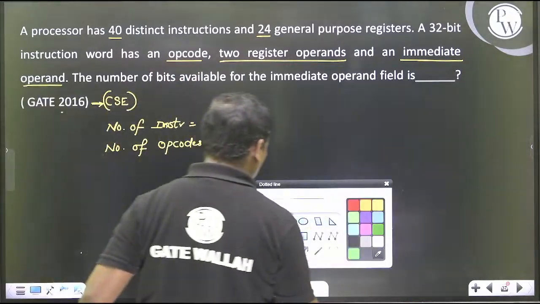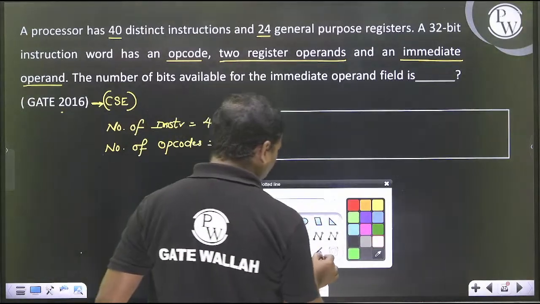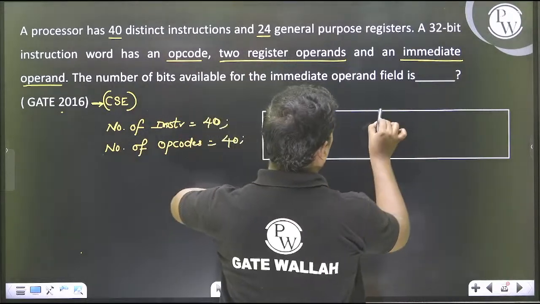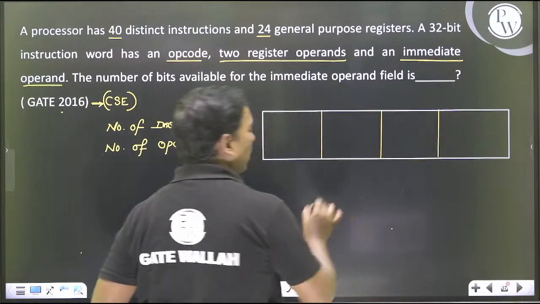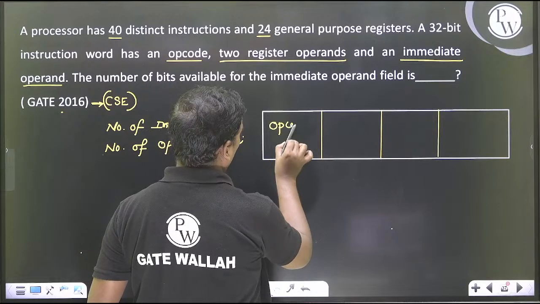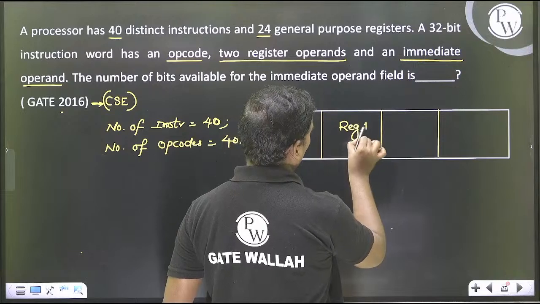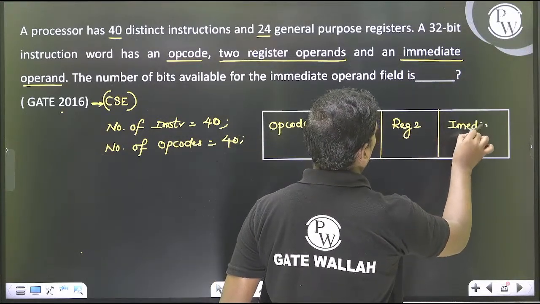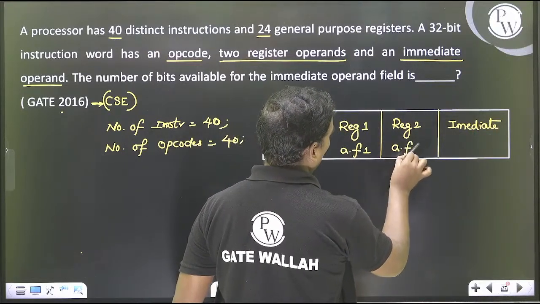So you should understand a 32-bit instruction has an opcode, 2 register operands and 1 immediate operand. That means how many address fields? Definitely there will be an opcode, 2 register operands, and an immediate operand. So it is a 3 address field instruction. So this is the opcode, this is address field 1, which is register 1, this is address field 2, register 2, and there is some immediate. So address field 1, address field 2, address field 3.